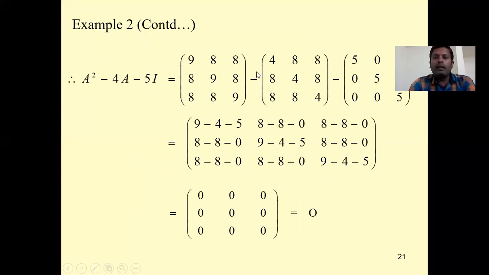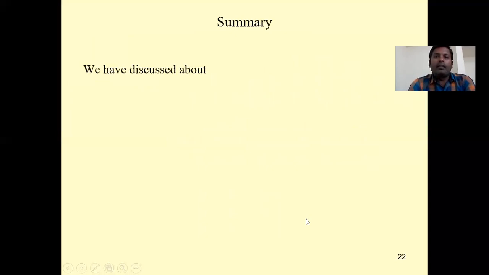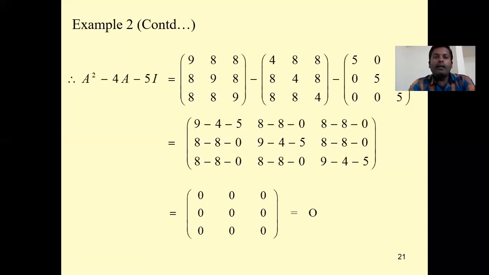Now we can do here only the subtraction. These two matrices we subtract, and also the other matrix 500, 050, 005 also subtracting. We get all the values will be 0. The final result is 0. So the conclusion is A square minus 4A minus 5I is equal to 0.